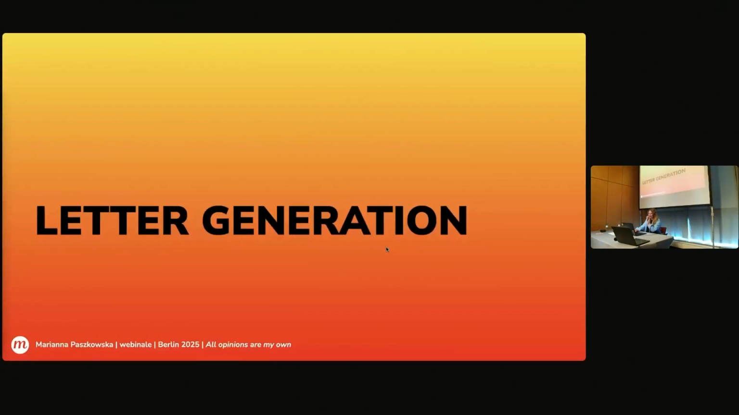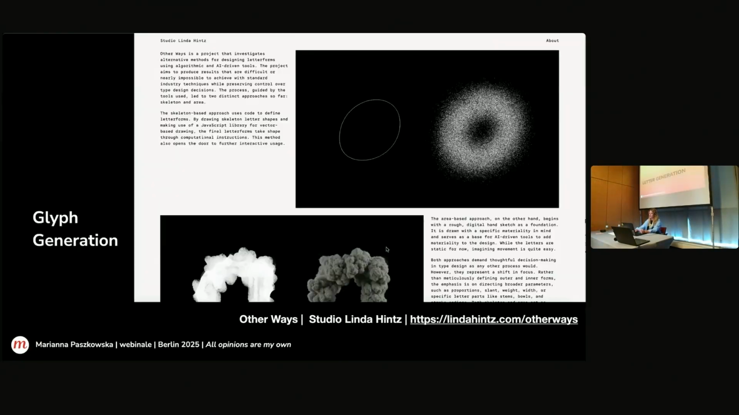Okay, so the next obvious one is letter generation. And this is one project that I find very interesting. It's a project called Other Ways by Linda Hinz. This project investigates new methods for designing type by shifting focus from traditional outline drawing to parameter-driven frameworks. So instead of defining every contour, the designer shapes proportions, slants, stroke endings, and other high-level features, inviting more experimental, systemic thinking in type design.